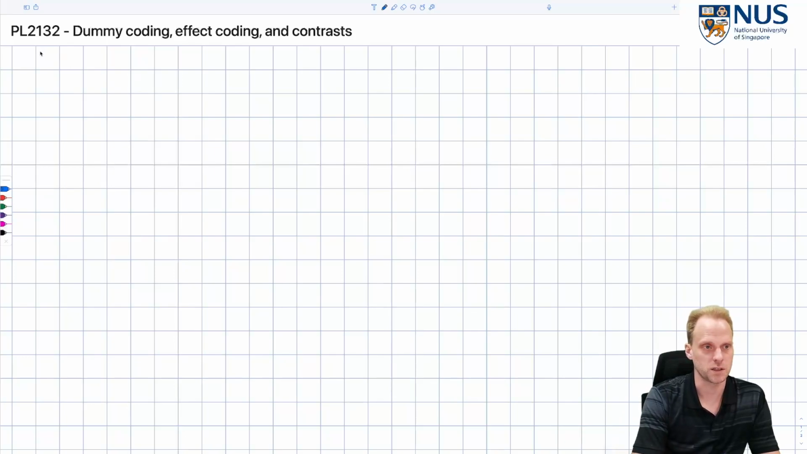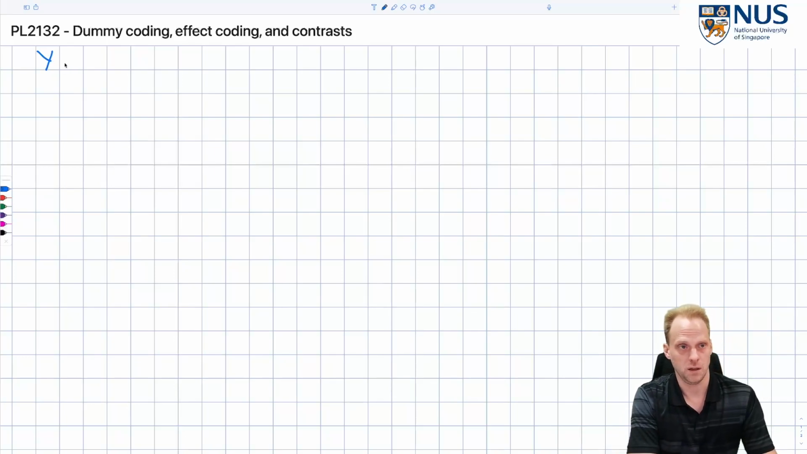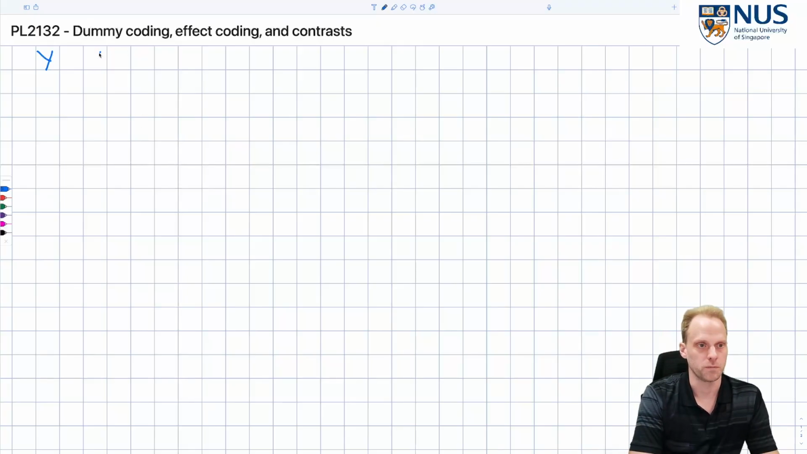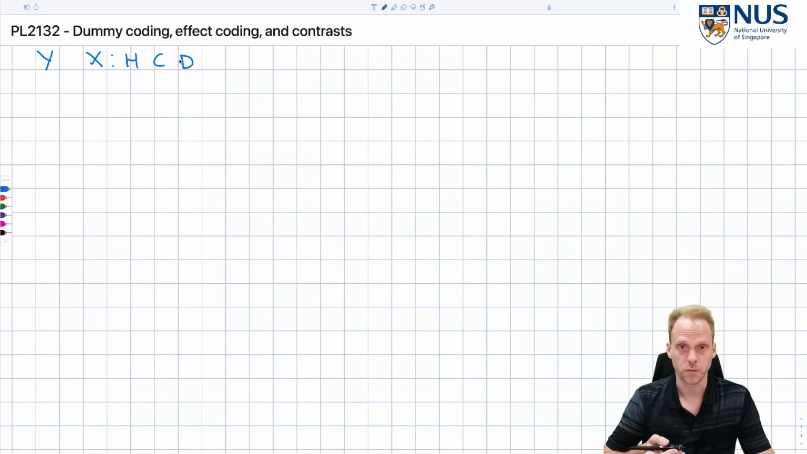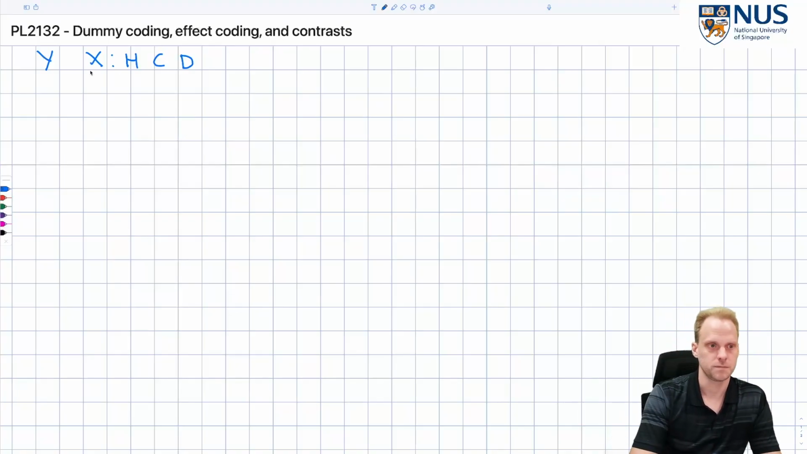Let's say we measure some outcome variable like y, maybe happiness or sadness or concentration, whatever. And we have some predictor x. And let's say x is categorical with three groups. We have hamsters, we have cats, and we have dogs. So we have three different types of subjects. A categorical predictor. Our data might look something like this.